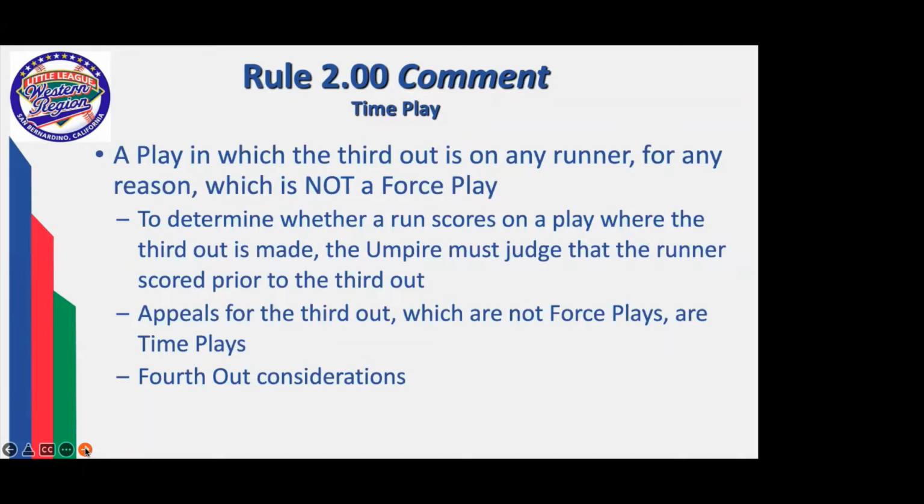So for example, you got a runner on second, batter hits the ball to the outfield, runner on second misses third and then comes home. Batter runner comes all the way around to score. The defense then appeals R2 missing third for the third out. That takes the batter runner's inside the park home run off the board.